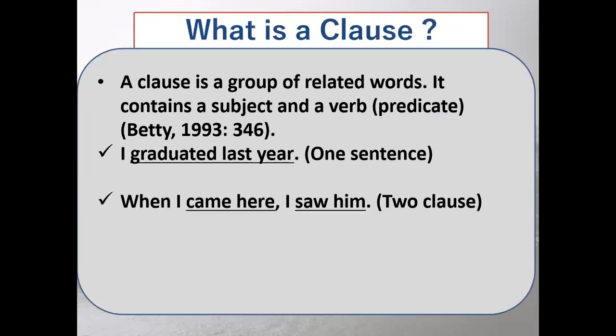When I came here, I saw him. Here we can see, in "when I came," I is the subject and came is the verb. And again, in "I saw him," I is the subject, followed by the verb, and after the verb we have "him," which is an object. So after I, the remaining part is the predicate. So here, rather than one, there are two clauses or two sentences.